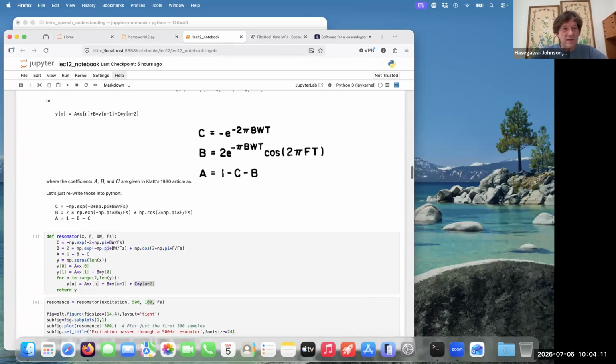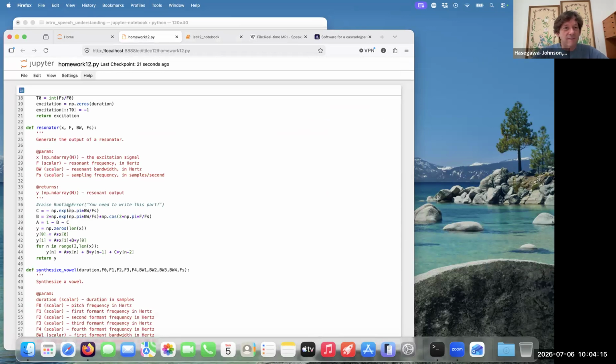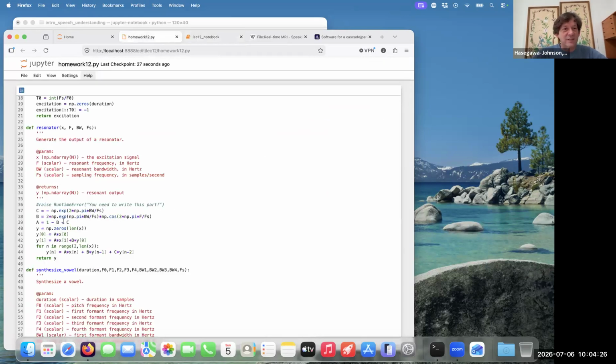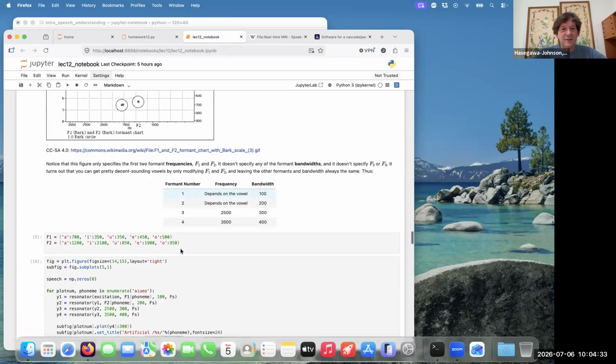C should be negative e to the 2 pi bandwidth over fs. Ah, that's the reason. Negative e to the 2 pi bandwidth over fs. And b should be 2 times e to the negative pi bandwidth over fs times the cosine of 2 pi f over fs. Okay, I think that's now correct. Let's test it and find out.